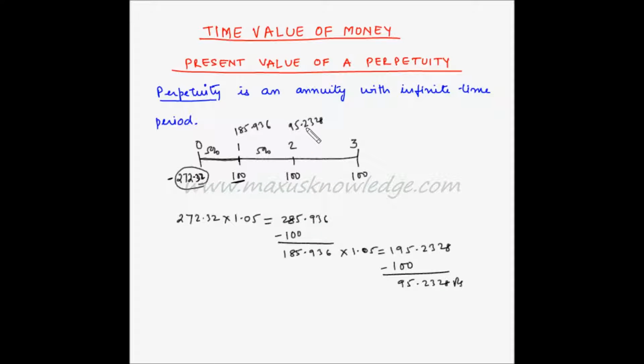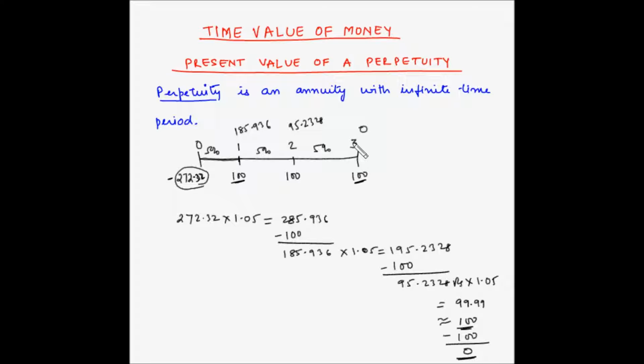So at the end of second year, the bank now has 95.2328 rupees. This again will get 5% interest. So this into 1.05 is equal to 99.99, or I can say it is equal to 100 rupees. Now this 100, again the bank will pay out 100 rupees. So minus 100, and then the balance is 0. So here the bank now has 0 balance, as the bank has paid out all the money back to you in the form of this annuity.